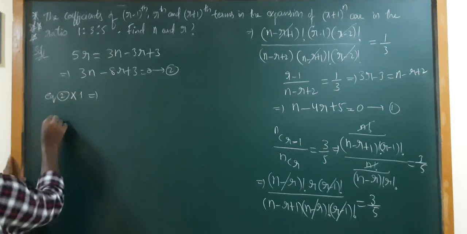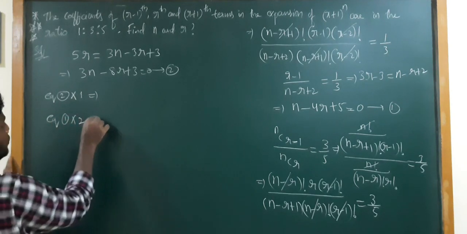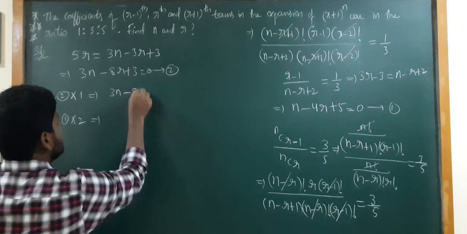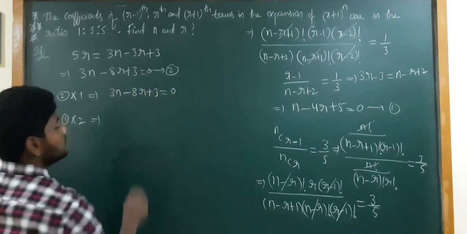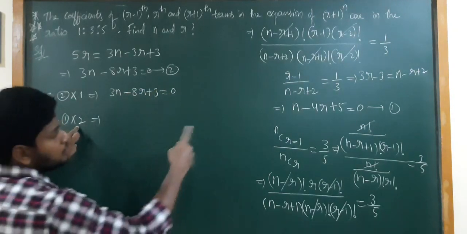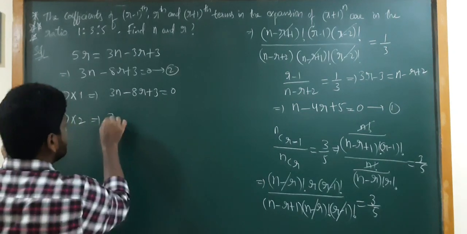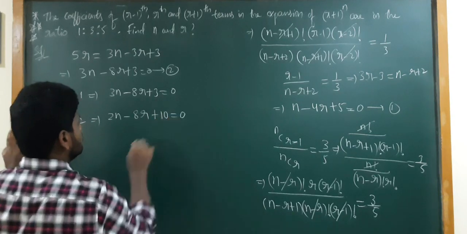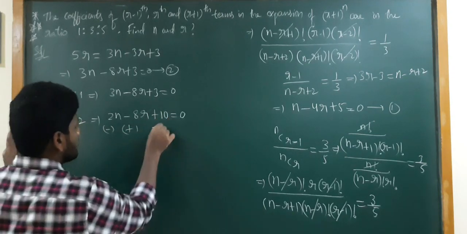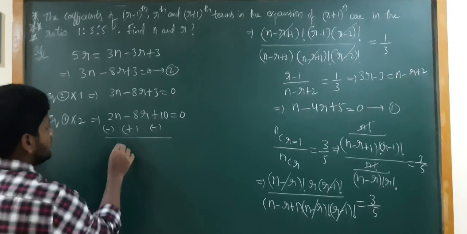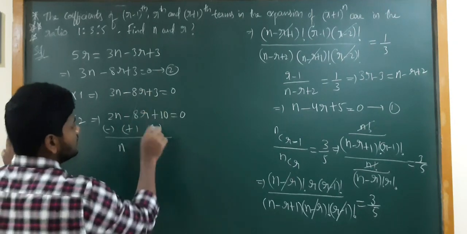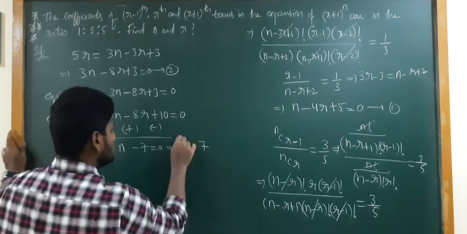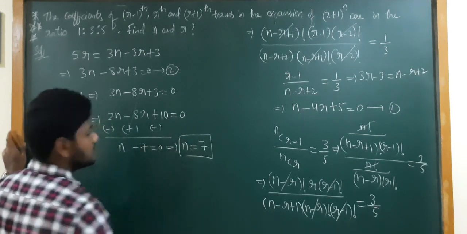Now to solve equations 1 and 2, we take equation 2 into 1 and equation 1 into 2. Equation 2 into 1 is as it is: 3n minus 8r plus 3 equal to 0. Equation 1 into 2: multiplying on both sides, it will become 2n minus 8r plus 10 equal to 0. If we simplify, 3n minus 2n is n, the 8r terms cancel, 3 minus 10 is minus 7 equal to 0, nothing but n equal to 7. The n value we got is 7.